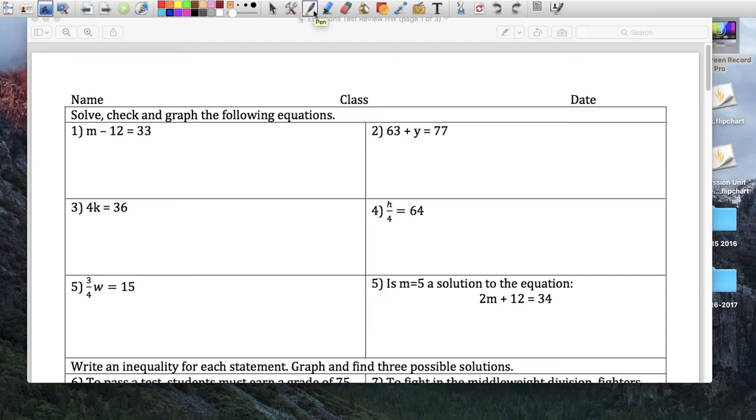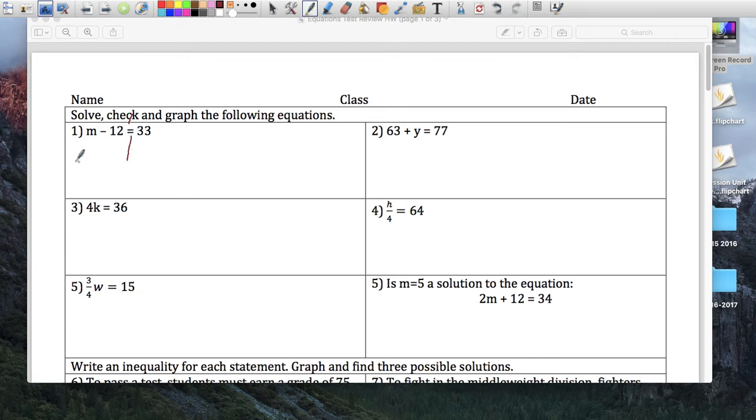Solve and check and graph the following equation. You have to be careful here because you have to represent the answer in the graph as well. Okay, so we'll take care of that. Let me change colors. I like to do this line.